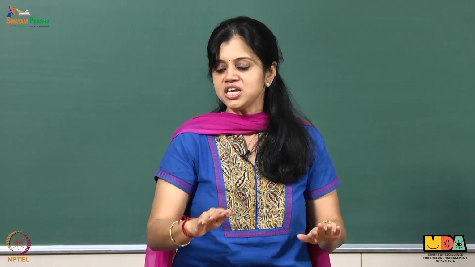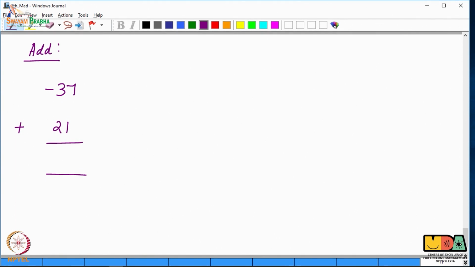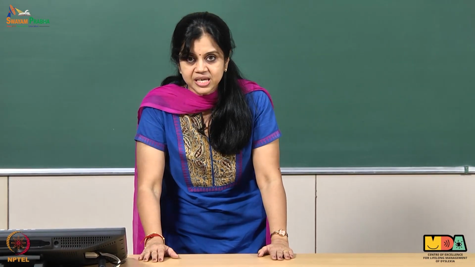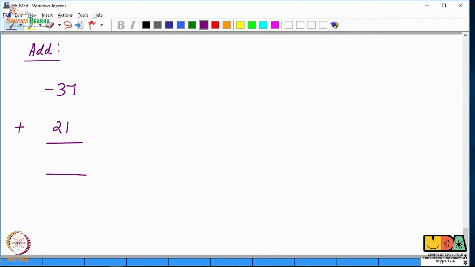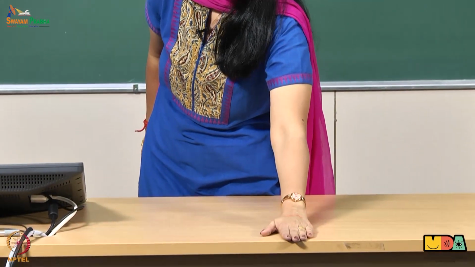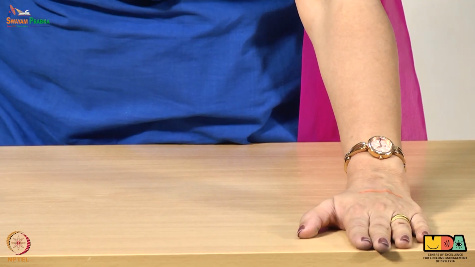Now, what they need to do is consider the two numbers without the sign. When you consider the two numbers without the sign, the numbers are just 37 and 21. Of these two numbers, which is bigger? 37 is bigger. Once you determine that, then you ask them to look into the sign. 37 is bigger, and what is the sign that you see before 37? Minus. So, they are going to take the minus hand and tap the top part of the table or position your hands over here.